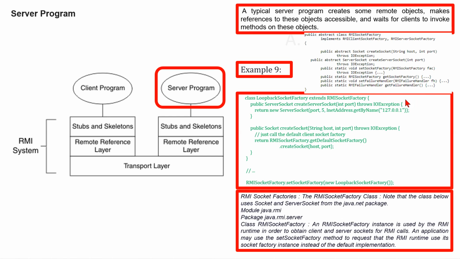You can use the RMI socket factory class to create a server socket that is bound to a specific address, restricting the origin of requests. For example, the following code implements a socket factory that binds the server socket to the IP version 4 loopback address. This restricts RMI to processing requests only from localhost.